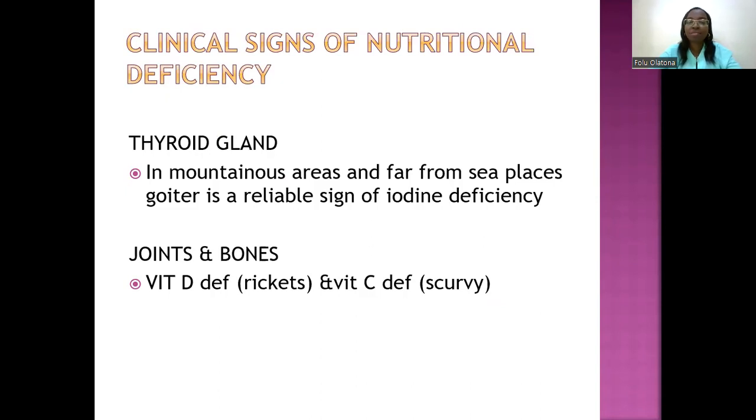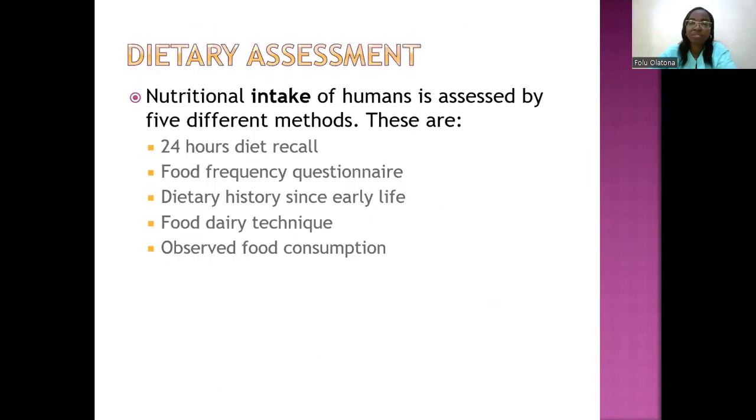Thyroid gland: in mountainous areas and places far from the sea, goiter is a reliable sign of iodine deficiency. Joints and bones: vitamin D deficiency is a sign of rickets. And then scurvy arises from vitamin C deficiency.